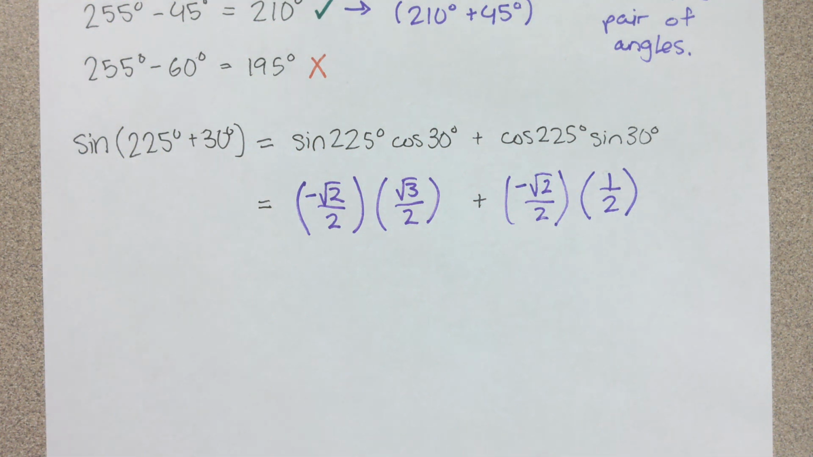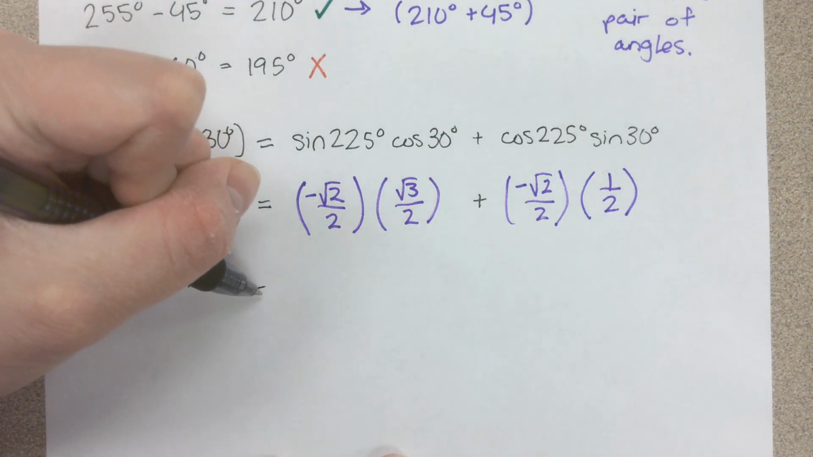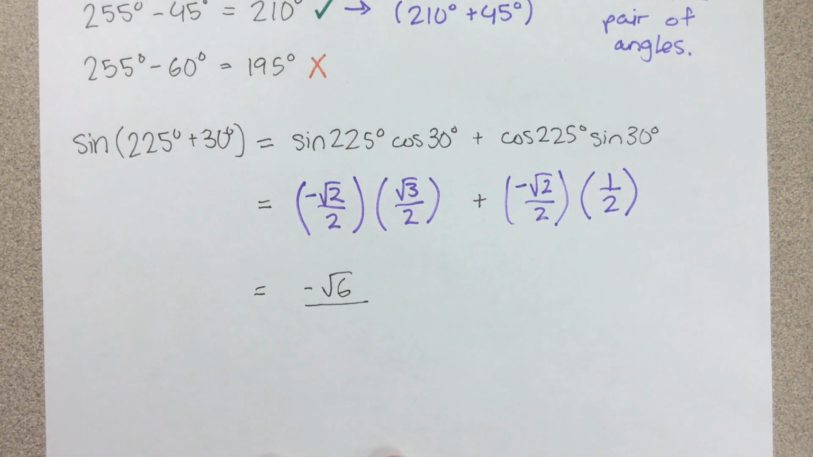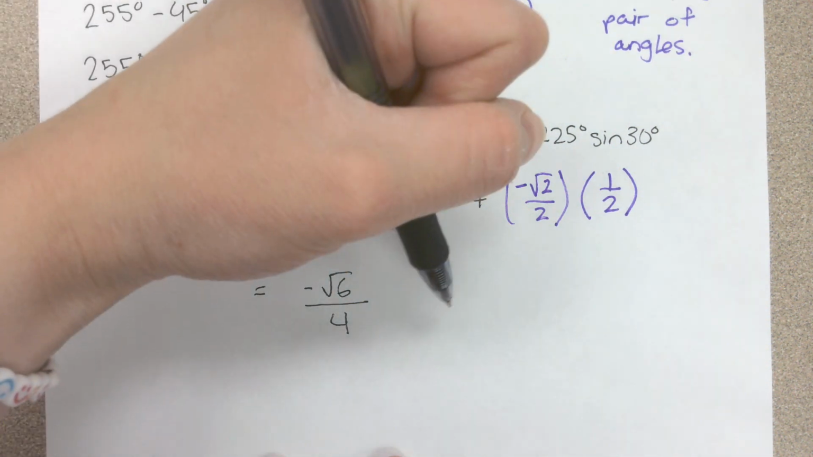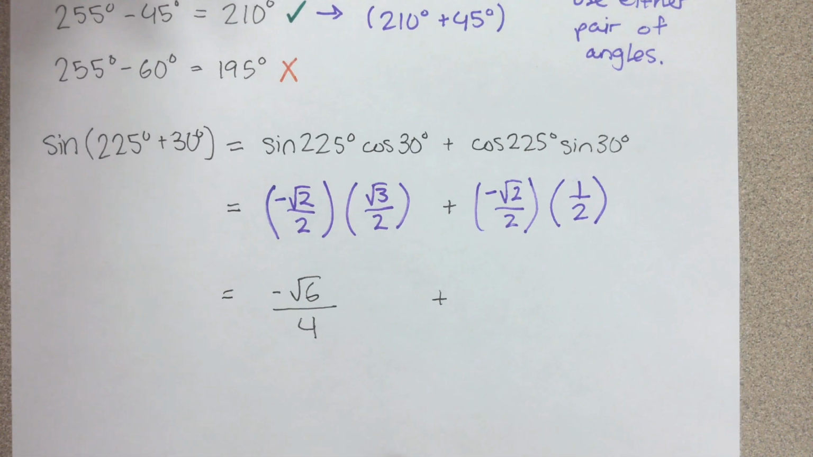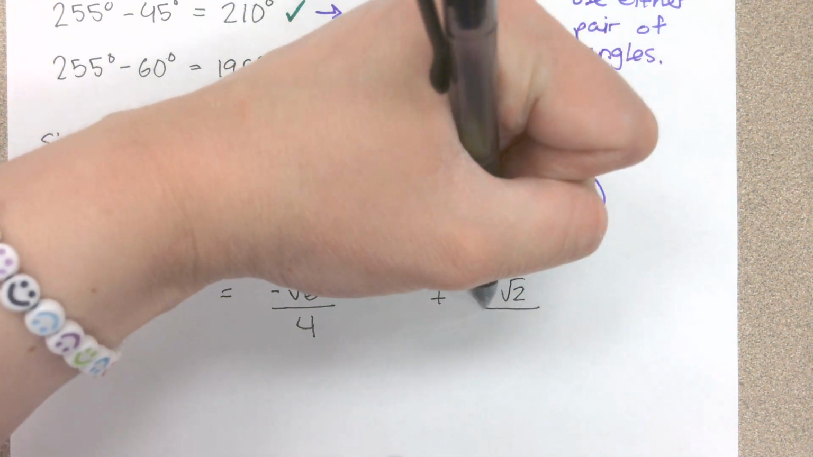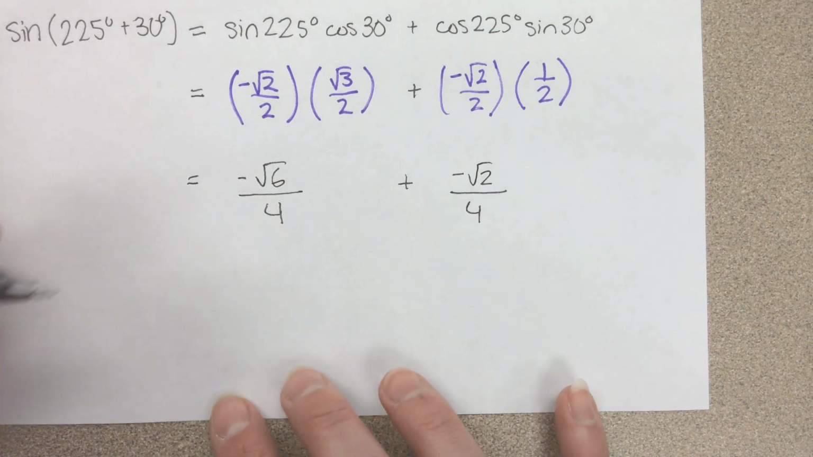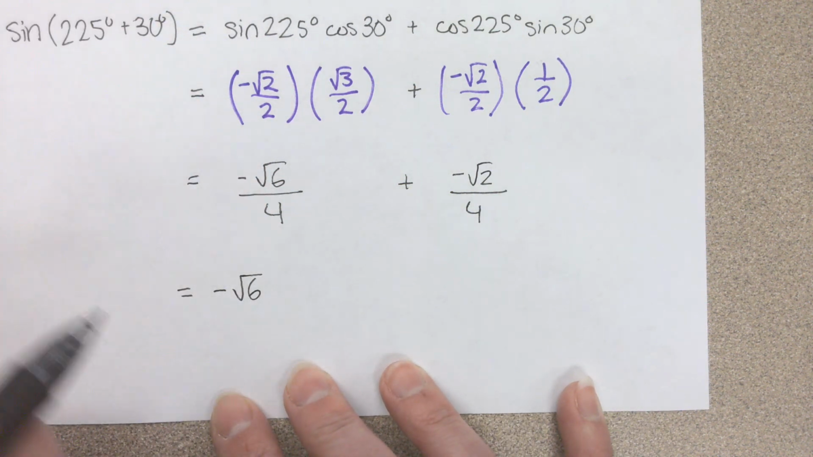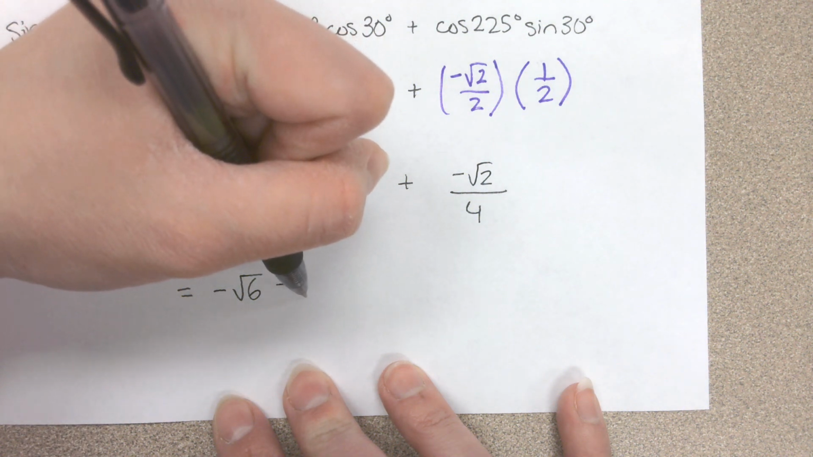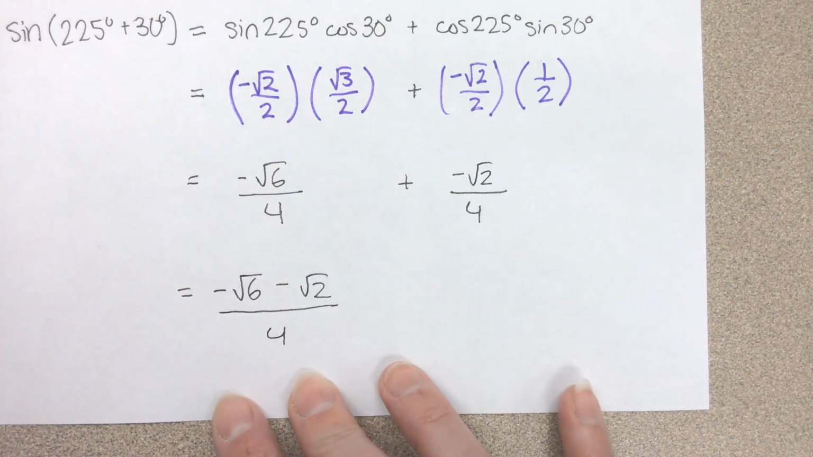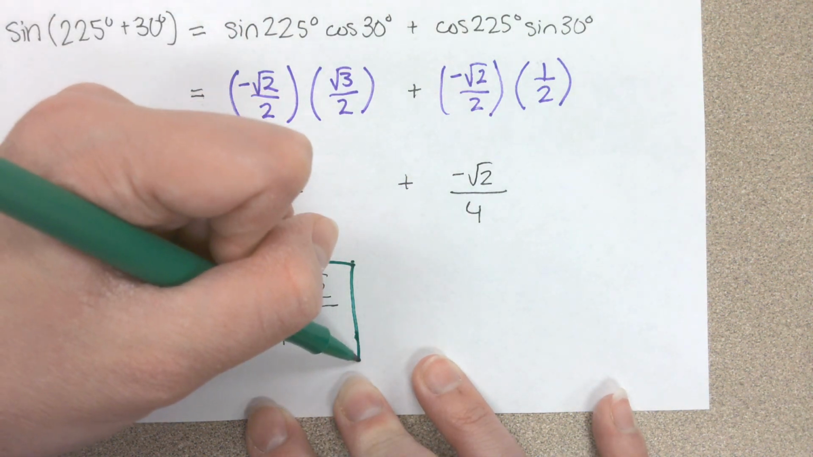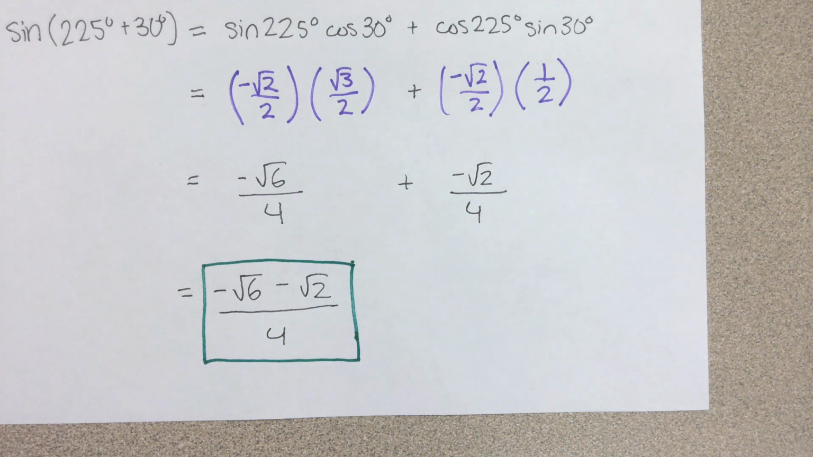From here, we just do the math. First, we need to multiply both sets of fractions. Negative root 2 times root 3, that's negative root 6, over, don't forget to multiply the bottom, 2 times 2 is 4. Plus, negative root 2 times 1, negative root 2, over 4. And then the last thing we need to do is put this together as a single fraction. Negative root 6, minus root 2, over 4. Which looks similar to an answer we've gotten before, so that looks good.